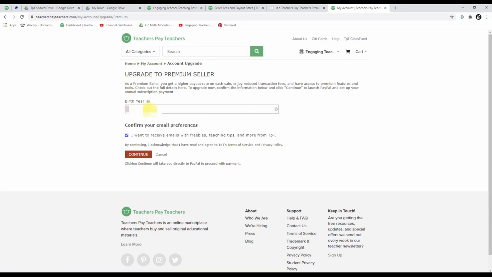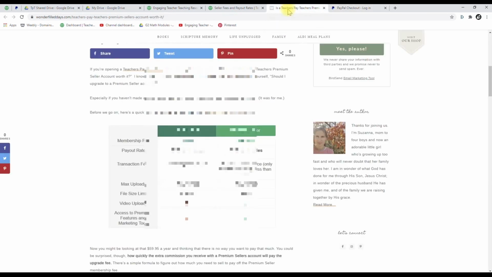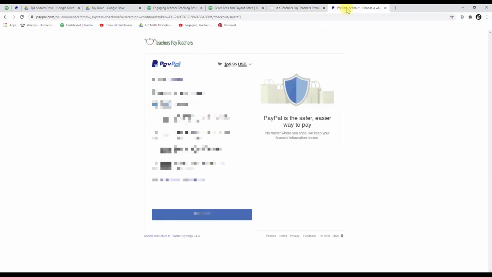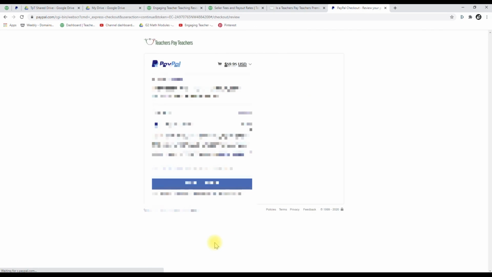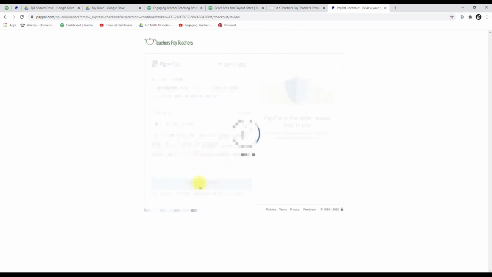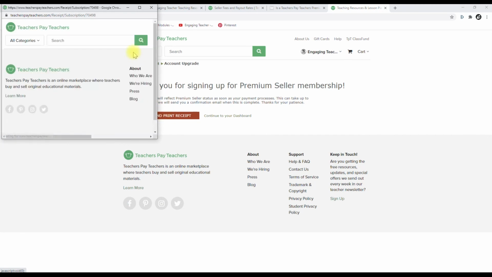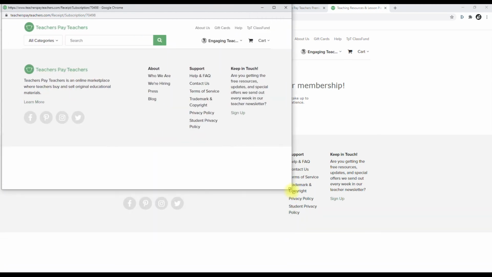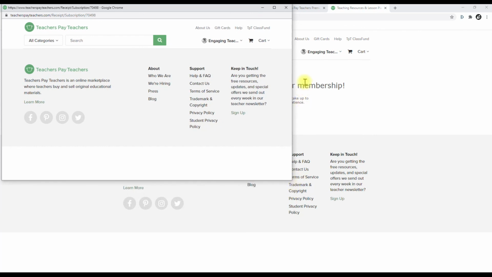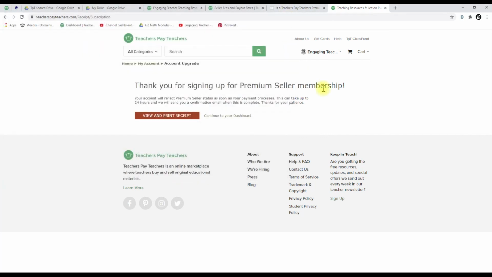And it asks your birth year. Make sure that you're old enough to do this. And I'm going to go through PayPal because that's who we have set up. All right. I would view and print your receipt. I like to keep all of mine just so that I have it for taxes, because when you file, if you're going to claim this as a business, well, now this is a business expense. Okay.